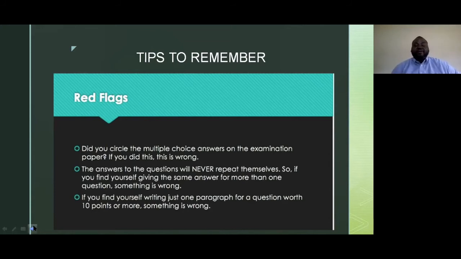The next important tip to remember: if you find yourself writing just one paragraph for a question worth 10 points or more, something is wrong. Remember, your two most expensive questions on this paper are the summary and the directed writing. For paper 4, those are the only types of questions that you get. And so if you go into paper 3 and you see a question worth more than 10 points, you already know that you must write a paragraph response. You must also have proper paragraphing structure, and you must also have all of those style elements to find yourself being successful.